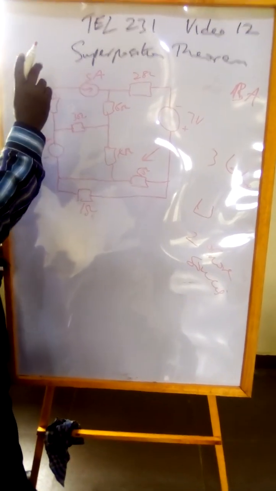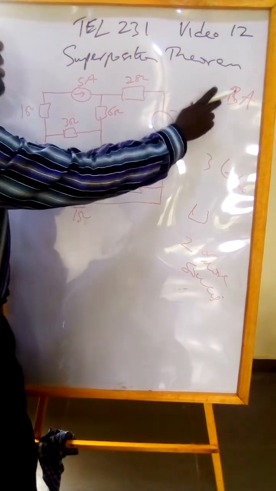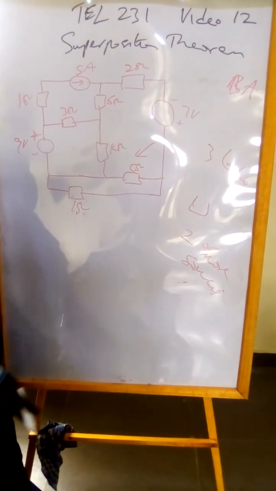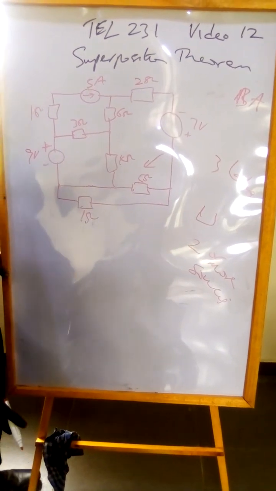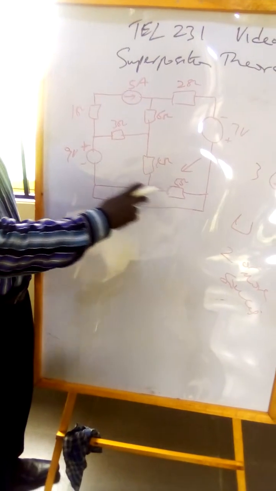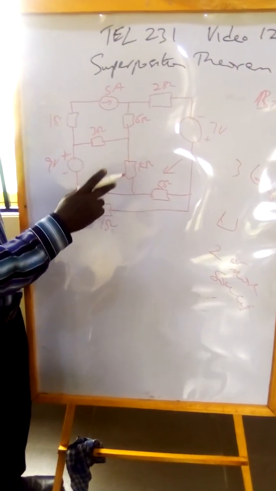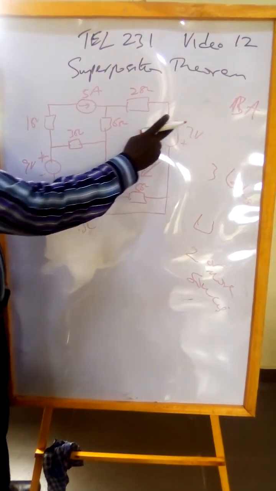The superposition theorem is telling you that the total current here, whether they work together or they work separately, will be the same. So in this method, what we do is that this is our circuit that we are using to test the 6 methods. We have 3 sources: 9 volts, 5 ampere, 7 volts.